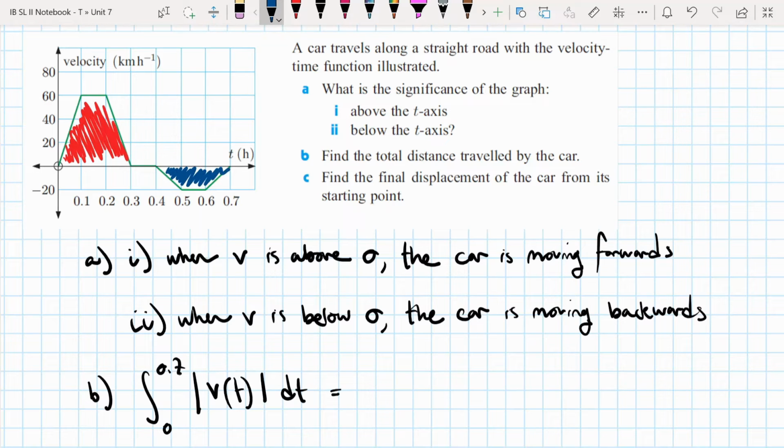So let's find the area. Remember, the integral is the area under the curve, so we're going to find the area of this region here in red. Well, it's a trapezoid, so it's 1/2 the height times the two bases, the way it's shaped. So the height is 60, and then the base is going to be 0.3 plus 0.1. And then we're going to add to it.